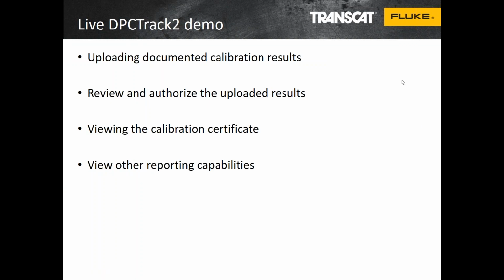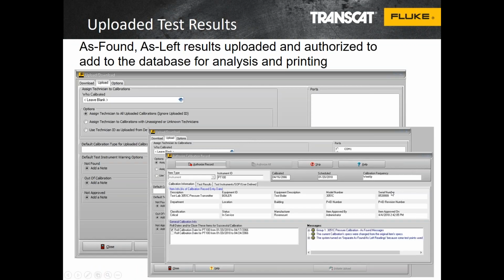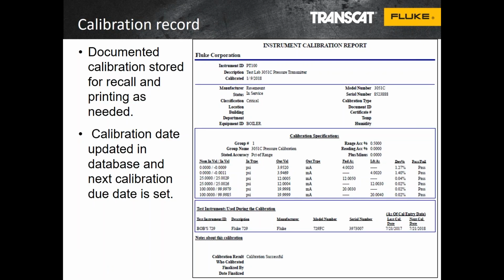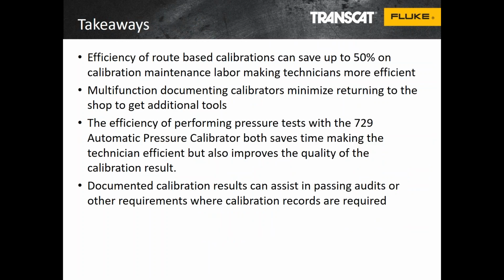Okay. We have a few closing slides to talk about the benefits of the system. Next. So as Bob showed you, now we have electronic records of the calibrations stored in the database. And these records are stored for recall and printing as needed. The calibration date is automatically updated in the database, and the next calibration due date is set based on the interval in the software. Next.